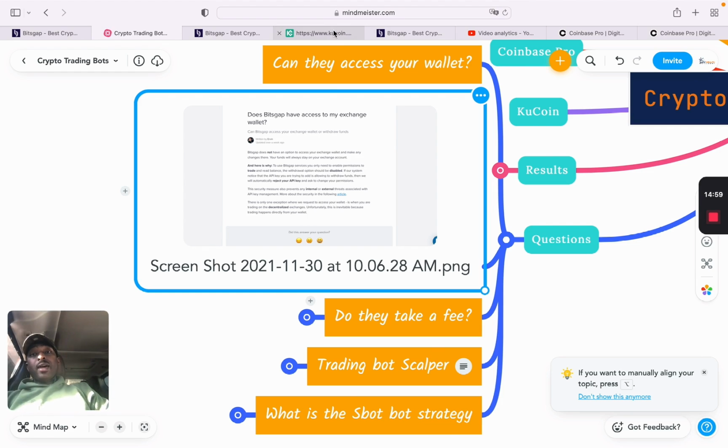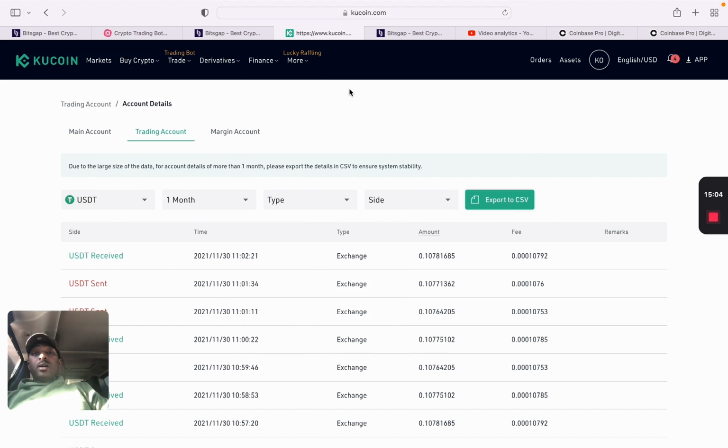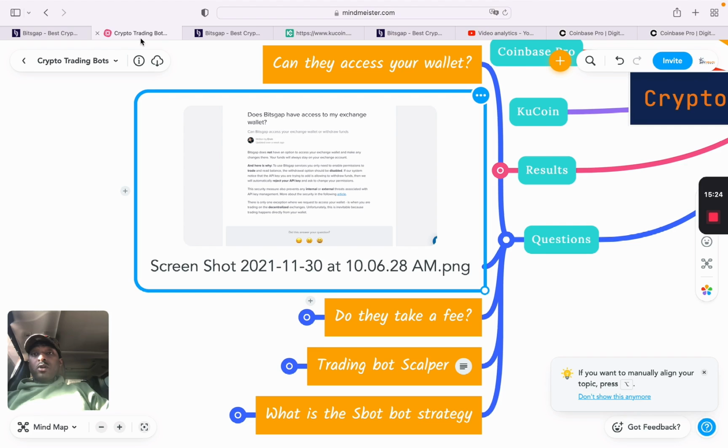Right now, my scraper bot is actually on KuCoin. That's where it's doing the high frequency trades, and then my other bot is doing it on my Coinbase. So my funds stay in my Coinbase Pro account, and I can monitor it from here the entire time. I can see what my balance is, see what's on hold and everything. It never goes into BitsGap, and I like that.